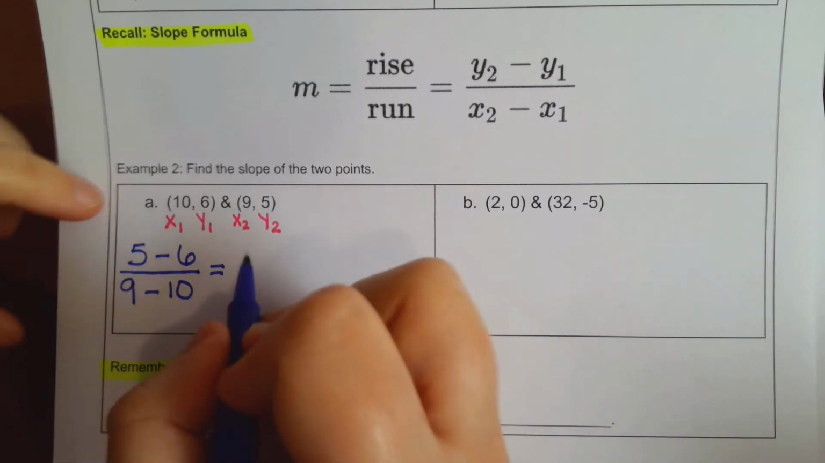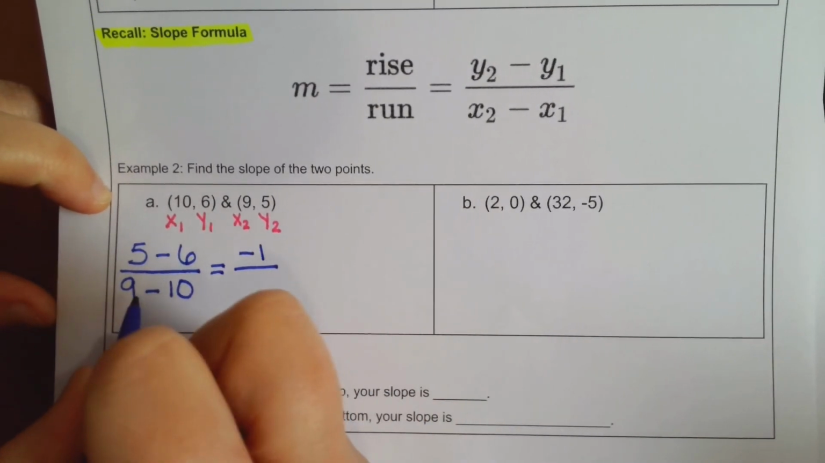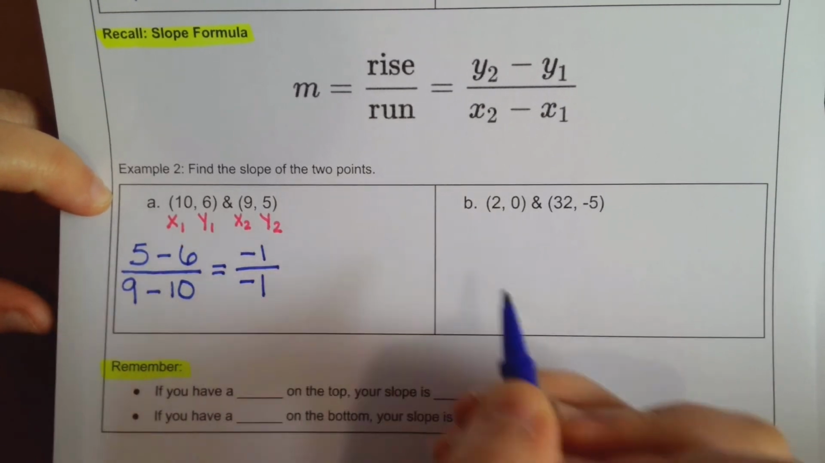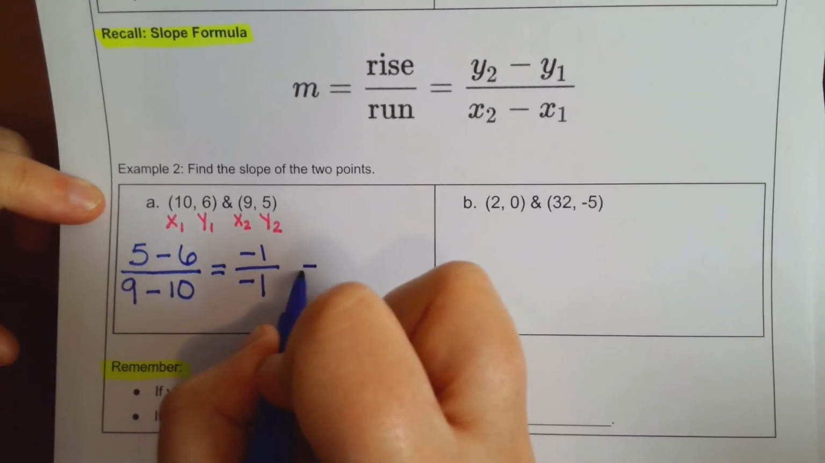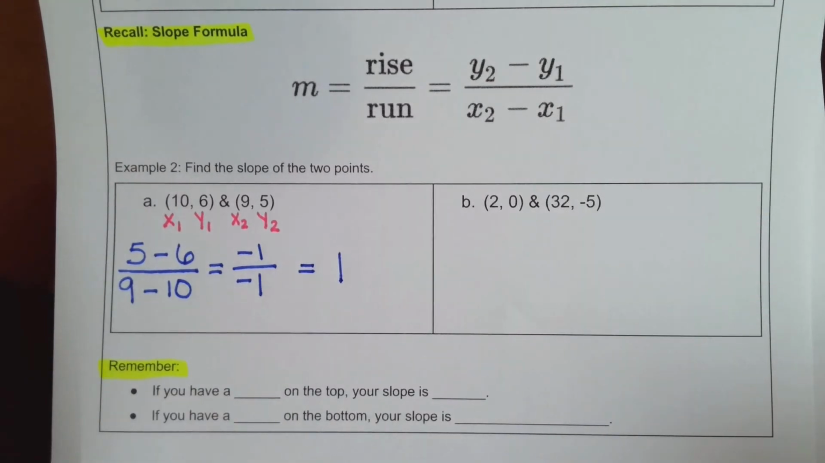5 minus 6 is -1. 9 minus 10 is also -1. And I want you to go that extra step and fully simplify. -1 over -1 is just 1. So our slope is +1.